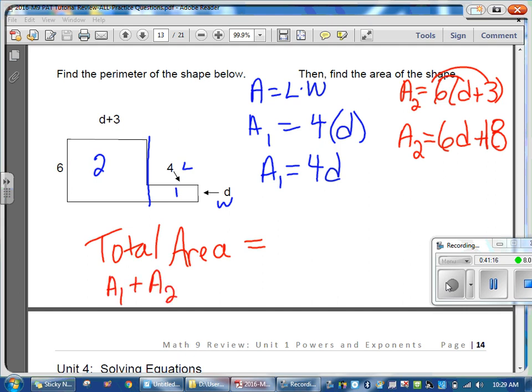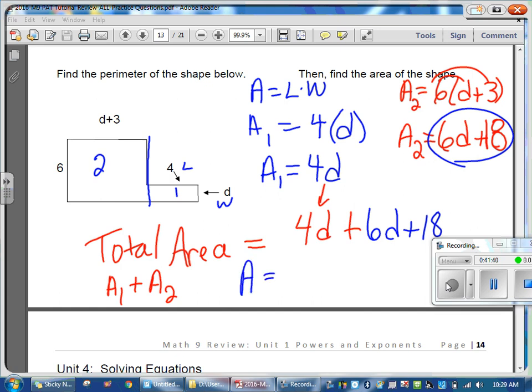Now you add like terms. You can add the d's together. You've got 4 and 6, so how many d's altogether? 10. 6 and 4 is 10. So you have 10 d's plus 18. Okay, check your work. This concludes the tutorial for Unit 3 Polynomials.